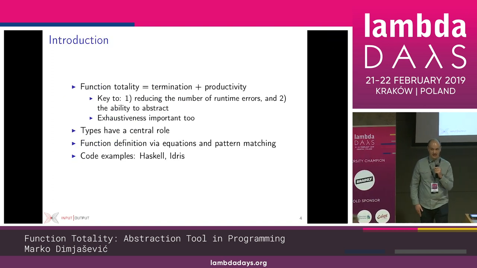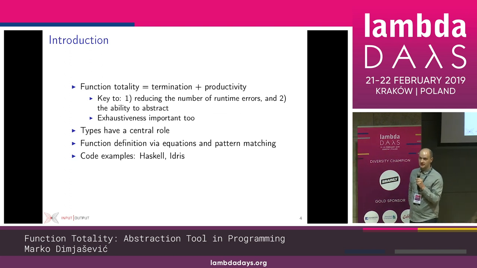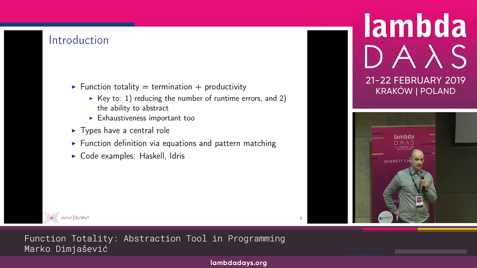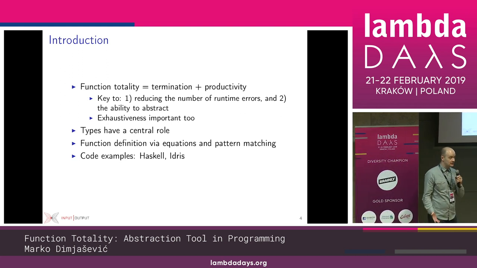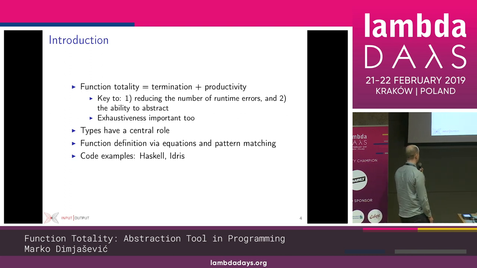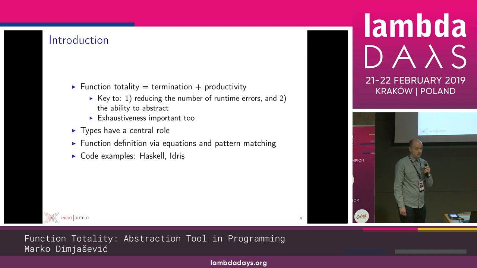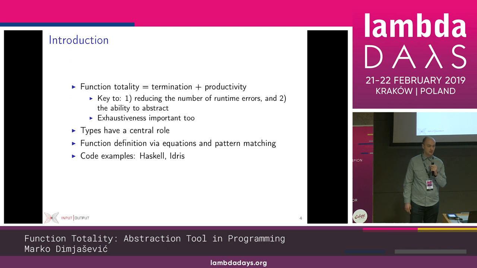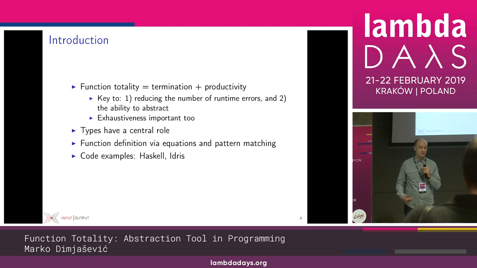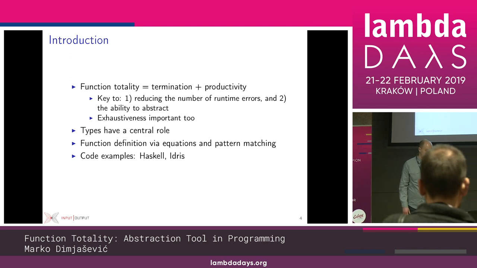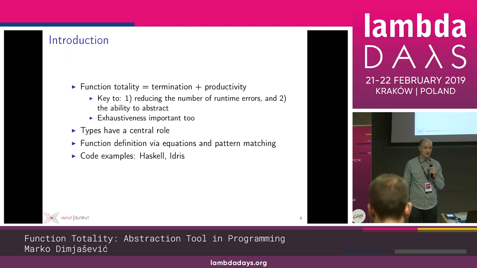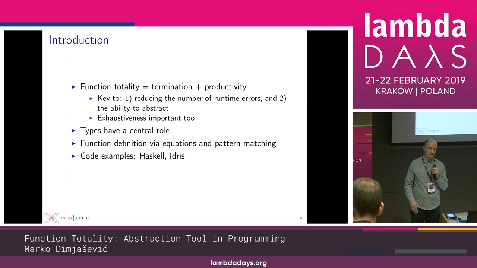So let's start. Function totality is a concept that combines two things. One is termination, and the other one is productivity. And why are they important? Why would anyone care about them? So a very practical perspective on function totality is that it helps you to reduce the number of runtime errors that your program has. And of course, the second one is while you're working on your program, totality helps you to abstract away from lower level details.